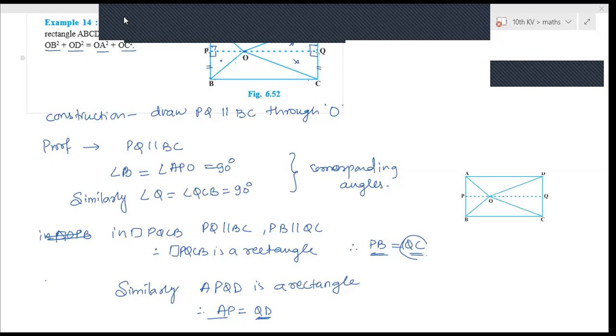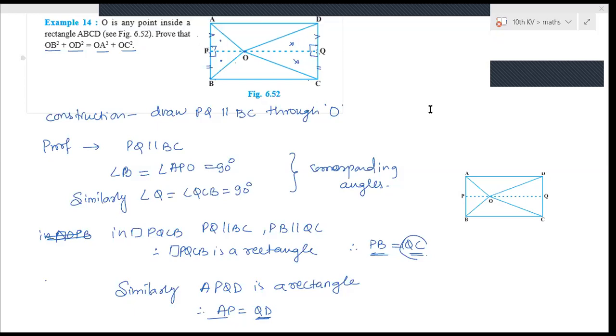Ma'am? Yes? Ma'am, near that, similarly, is it angle Q or angle DQO? Similarly, angle Q is equal to angle QCB. Ma'am, is it the full angle Q or only angle DQO? It's DQO. Full angle Q is 180. It is a straight line. But ma'am, you wrote angle Q is equal to angle QCB, which is 90 degrees.